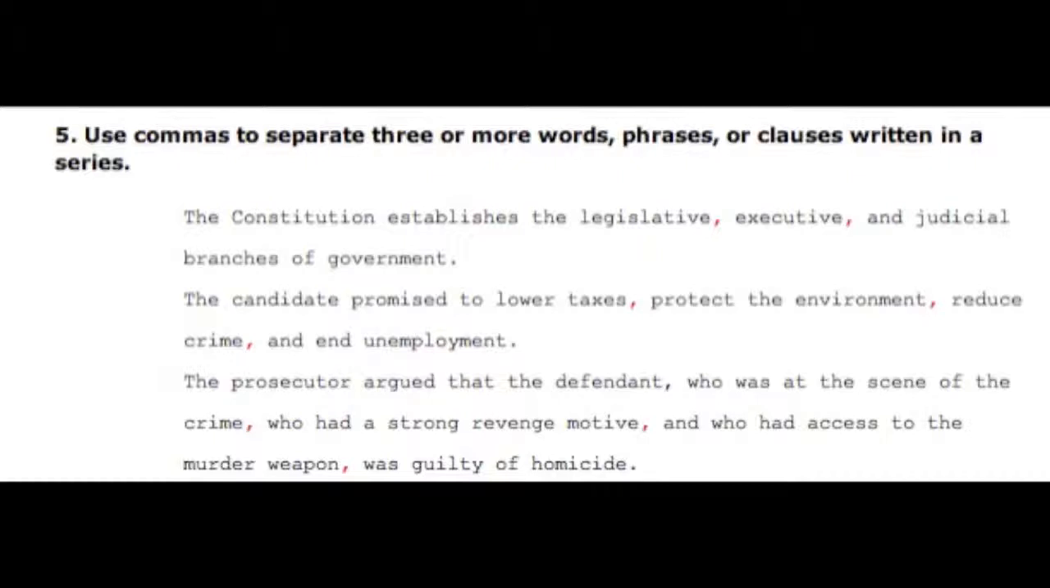The next way to use a comma is when you're listing things. So I like cats, comma, dogs, comma, and rabbits.